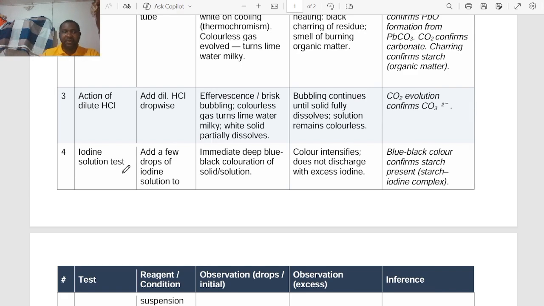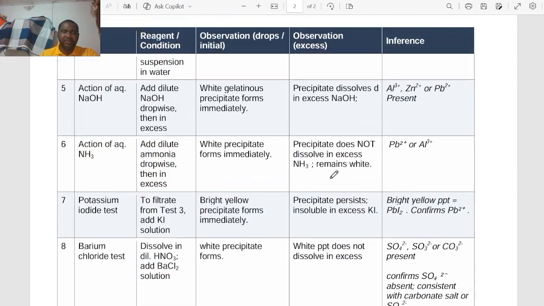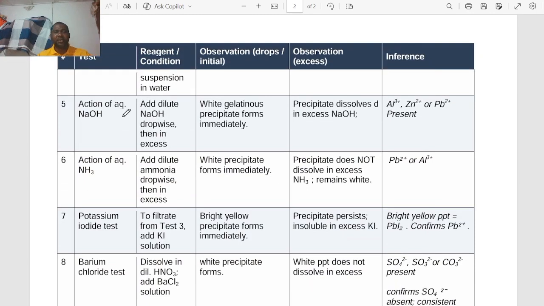Then the iodine solution test. This is one thing that I forgot. When you add a few drops of iodine solution, you get an immediate deep blue-black coloration. And of course, whenever you get a deep blue-black coloration, you know that it confirms the presence of starch, because the color of starch turns blue-black in the presence of iodine solution. When it is in excess, the color will intensify and does not discharge with excess iodine. That's very important.